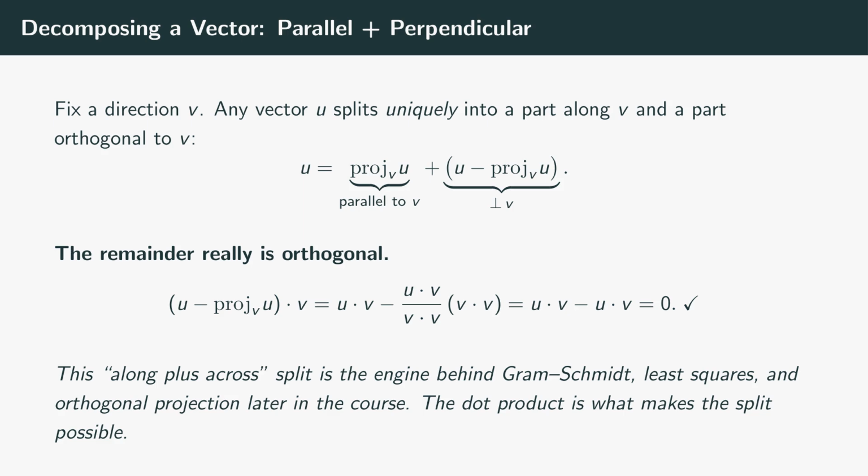This split, a parallel part and a perpendicular part, is one of the most reused ideas in all of linear algebra. It's the engine behind the Gram-Schmidt process, behind least squares regression, behind orthogonal projection onto subspaces, all of which arrive later in this course. And none of it would be possible without the dot product to define what perpendicular even means.